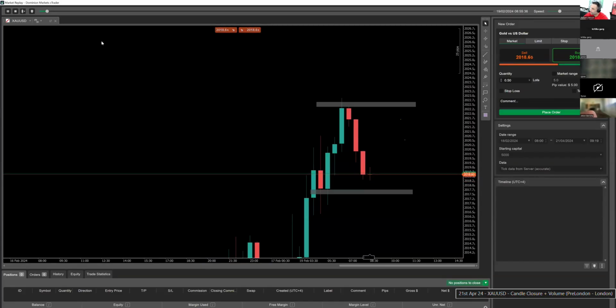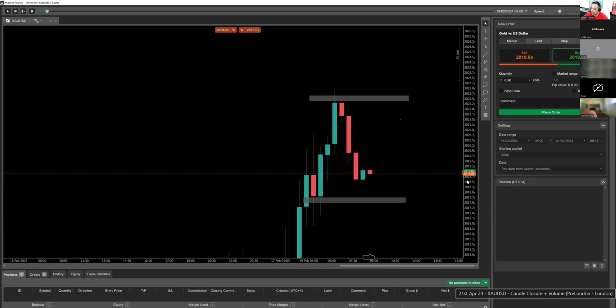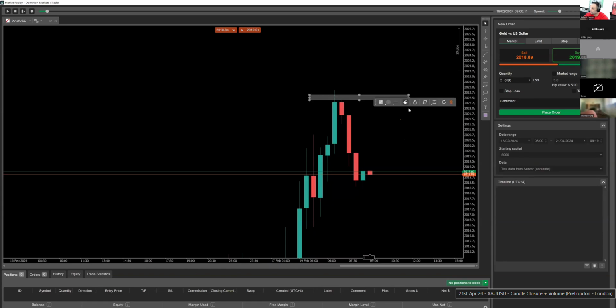Pre-London session is going to start in about 5 minutes, 5 simulation minutes, 3, 2, and right on cue, we have the 30-minute candle. I like this colorway better. And the 30-minute candle has created some sort of a support, right?